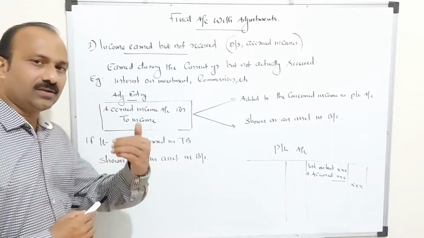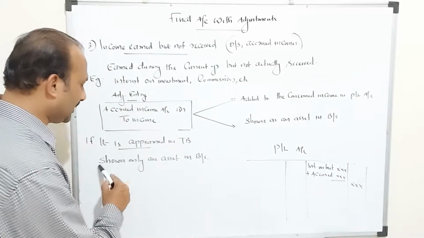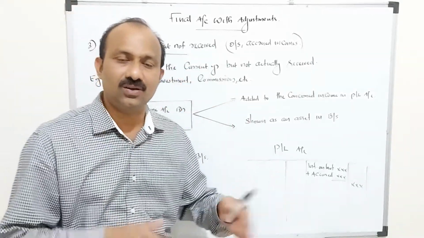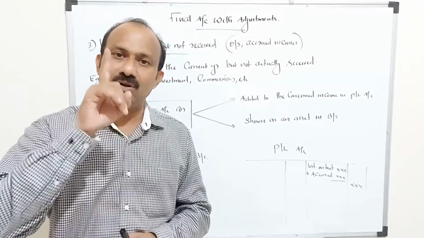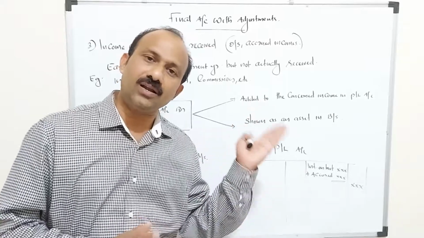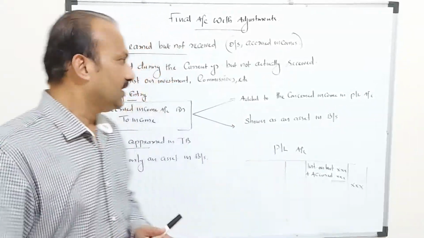Sometimes this accrued income or outstanding income you can see in the trial balance. At that time, you can show it only as an asset in the balance sheet, because it is a previous one, not related. It's a trial balance item. Trial balance items will be reflected only in the trading account, P&L, or balance sheet, only one place, because one treatment is already over.